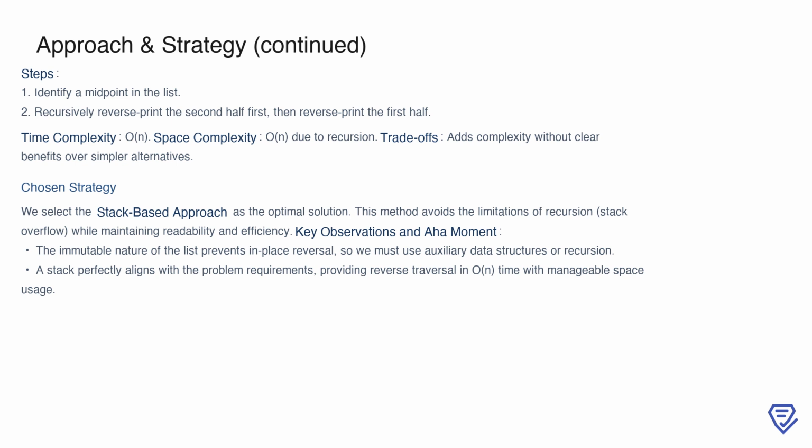Both the time and space complexities remain O(n), but the added complexity makes the solution harder to implement and less intuitive. After evaluating these options, the stack-based approach emerges as the most effective strategy. It avoids recursion-related limitations while offering a straightforward and scalable solution. The key insight here is that the immutability of the list necessitates auxiliary structures or recursion. A stack aligns perfectly with these requirements, providing an efficient and manageable way to reverse the traversal.